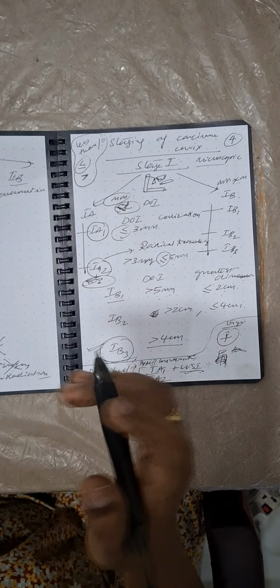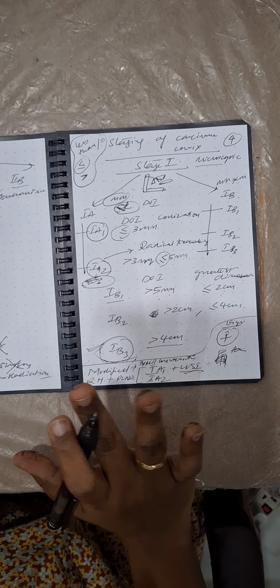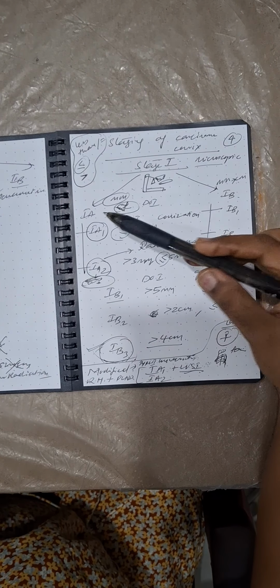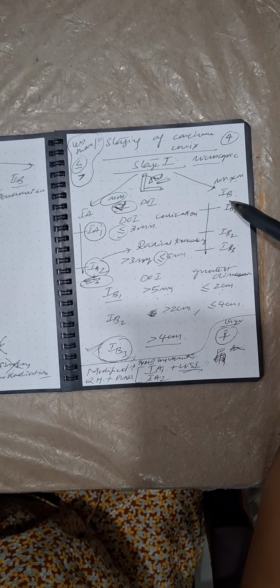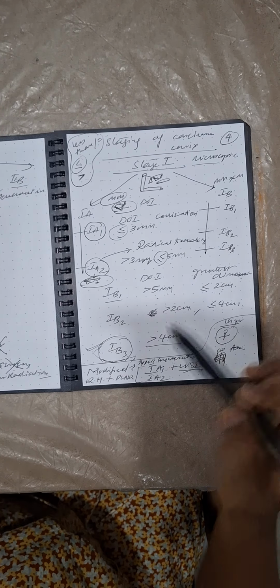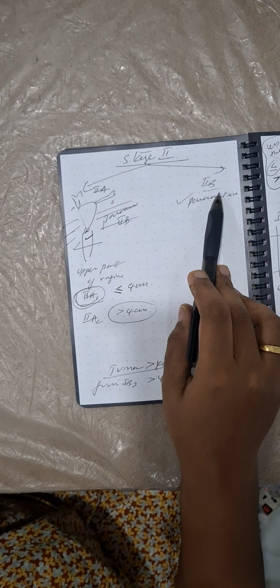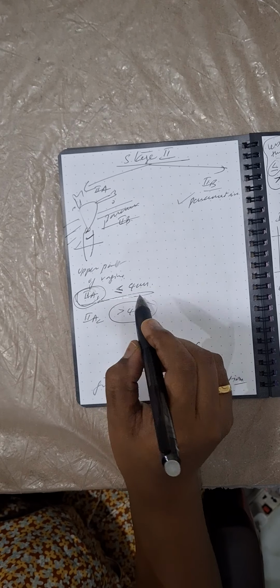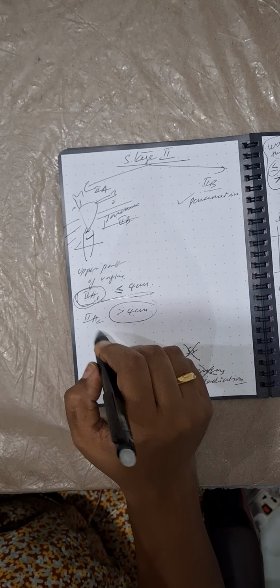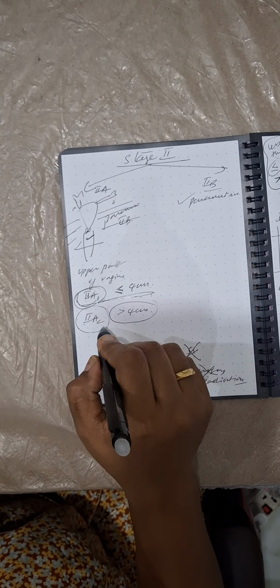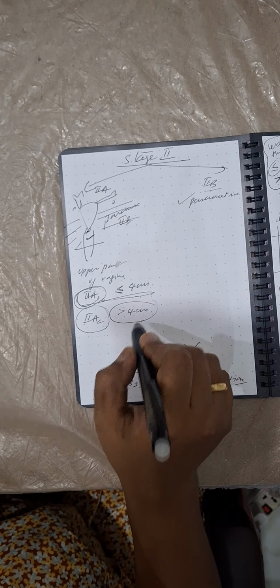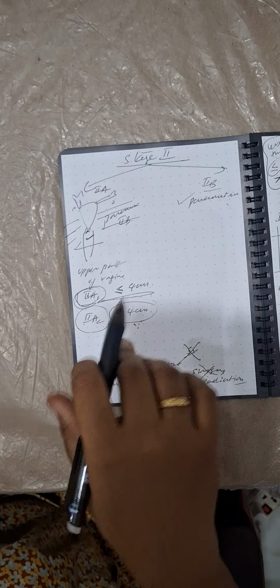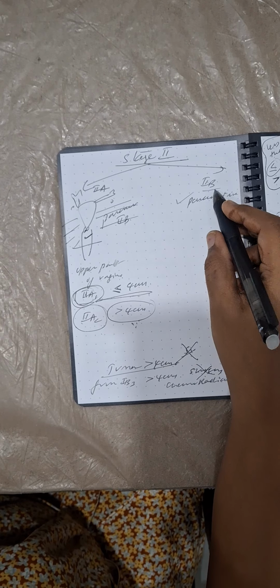I already told you from 1B3, when it is more than 4 centimeter, we can't do surgery. Okay, stage 1 has 1A, 1B, 1A1, 1A2, 1B1, 1B2, 1B3, and 1B3 is more than 4 centimeter. Okay, so stage 2 is 2A, 2B. 2A is upper part of the vagina, less than 4 centimeter. This is the only exception where you can do a radical hysterectomy. Okay, so stage 2A2 is more than 4 centimeter, so for more than 4 centimeter we will give chemoradiotherapy. Stage 2B is where the parametrium is involved. Even 2B also we will give chemoradiotherapy.